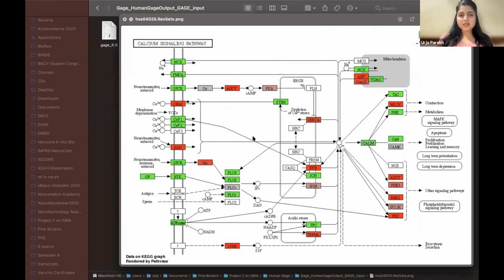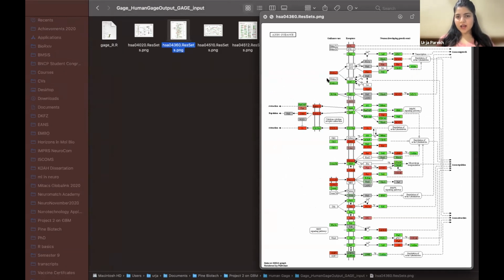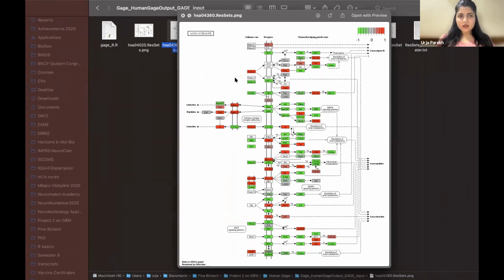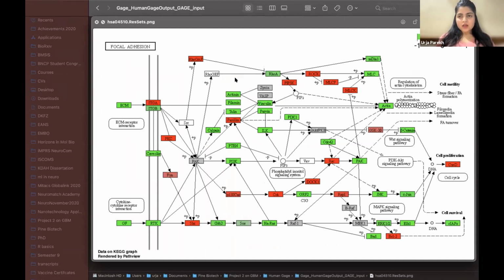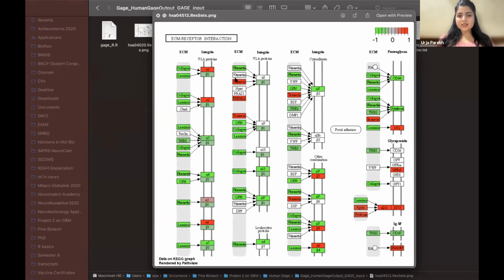So these are basically KEGG pathways. You can see genes that are highlighted in green and red. These particular genes were present in my gene list, and they are basically drivers of gliomagenesis. You can see that they are involved in pathways like the calcium signaling pathway, the axon guidance pathway, or the focal adhesion pathway. So there are different pathways that have been highlighted by the GAUGE pipeline, which essentially states that these particular genes are involved in these particular pathways.